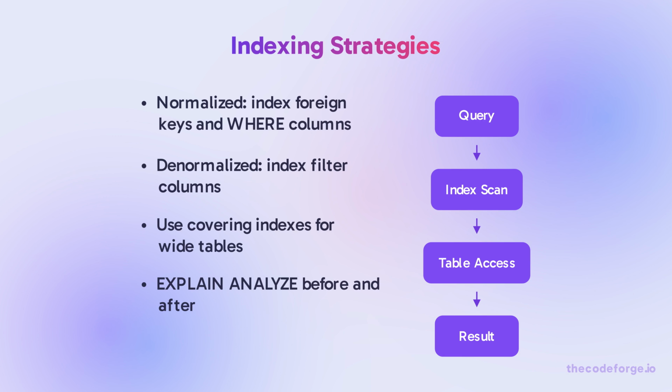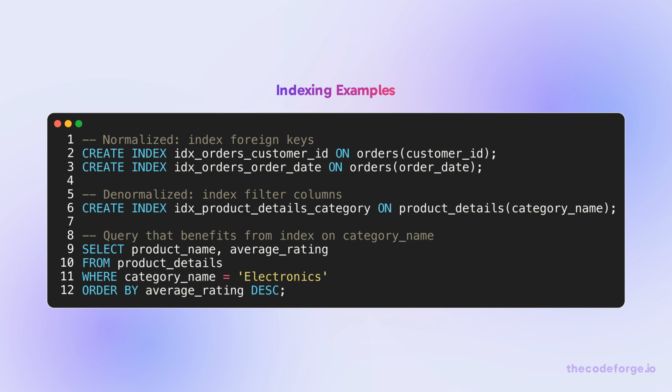Normalized schemas rely heavily on indexes to make joins fast. Always index foreign keys and columns used in where clauses. For denormalized schemas, you need fewer joins but wider indexes. Consider covering indexes. A common mistake is denormalizing without adding an index on the denormalized column, then wondering why queries are slow. Here's how to index properly.